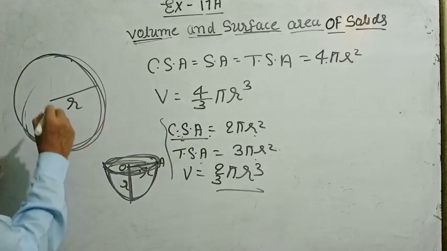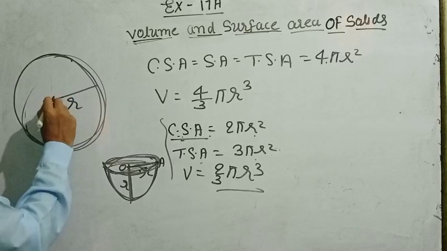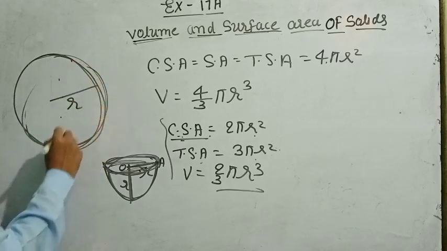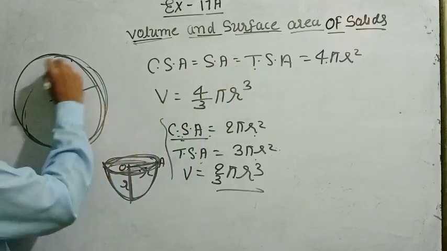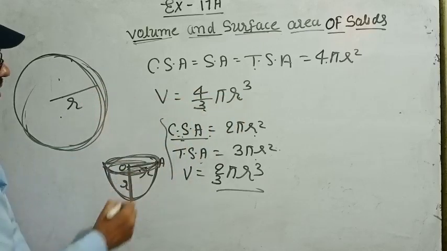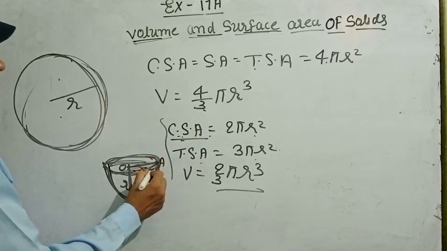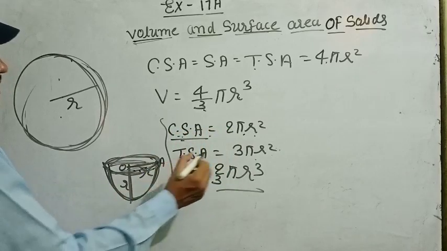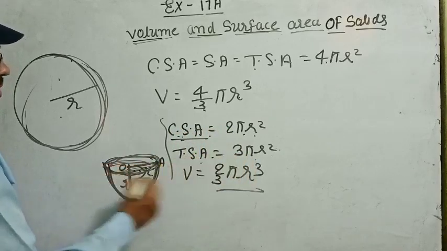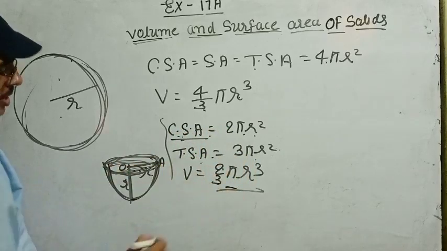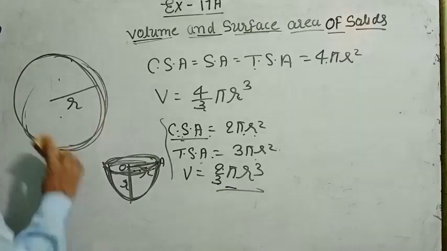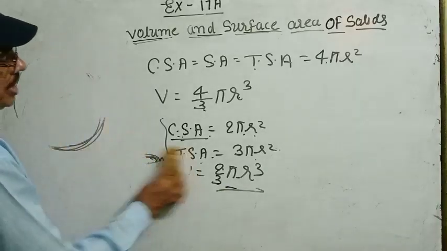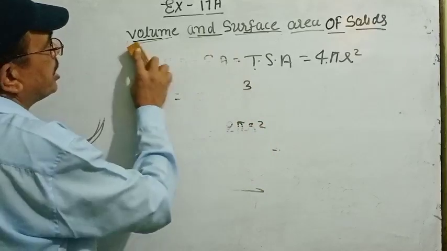So what is the surface area of the sphere? That is 4 pi R square. Volume of a sphere is 4 by 3 pi R cube. For the hemisphere, CSA is 2 pi R square. TSA is 3 pi R square. Volume of hemisphere is 2 by 3 pi R cube. And now let us discuss some examples of exercise 17a.